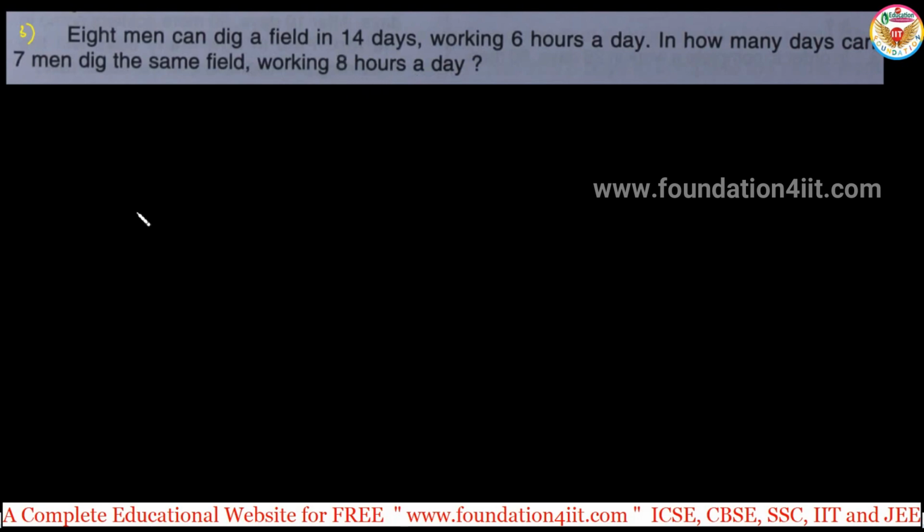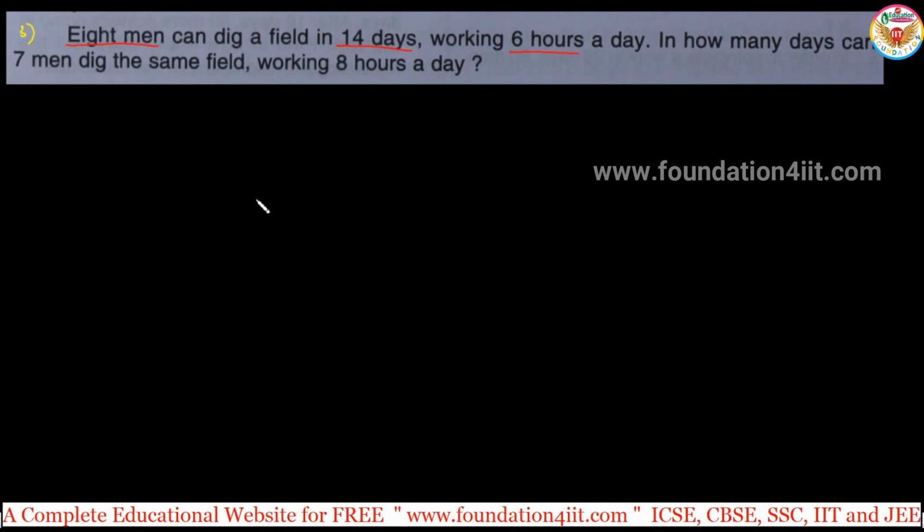Let us take together now. So here are two cases, 2 units you can take. 8 men, 14 days, 6 hours per day. Three cases. So observe this. 8 men, 14 days, 6 hours per day. In how many days? So days you have to calculate.